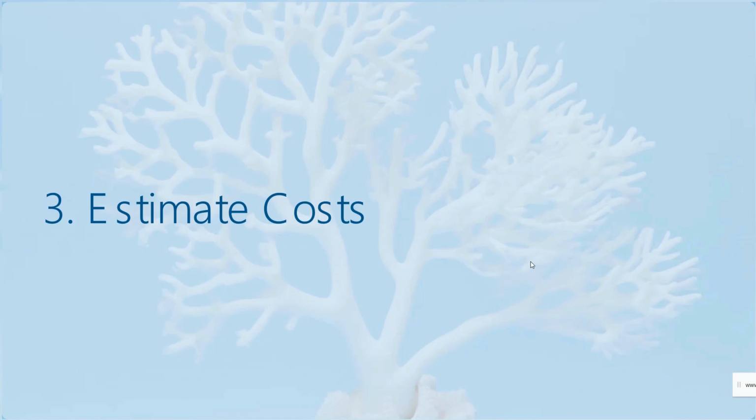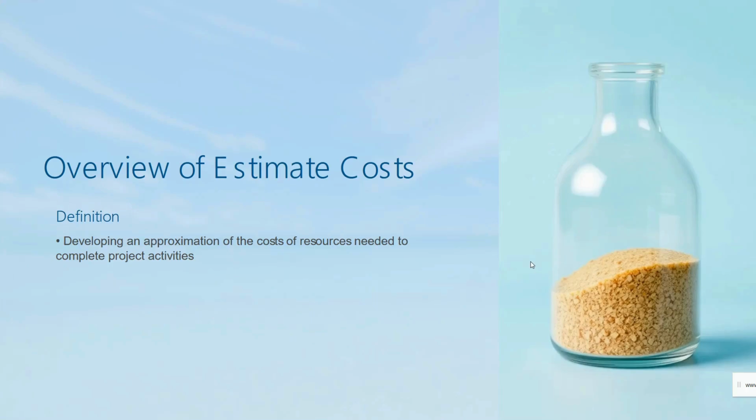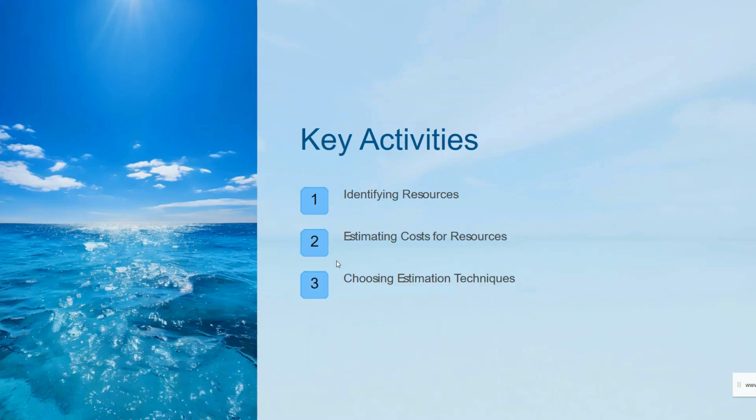Estimate cost is the process of developing an approximation of the cost of resources needed to complete the project activities. The goal is to ensure that the project has enough financial resources allocated for all the tasks and deliverables. Here is the definition overview of the estimation: developing approximations of the cost and resources needed to complete project activities.